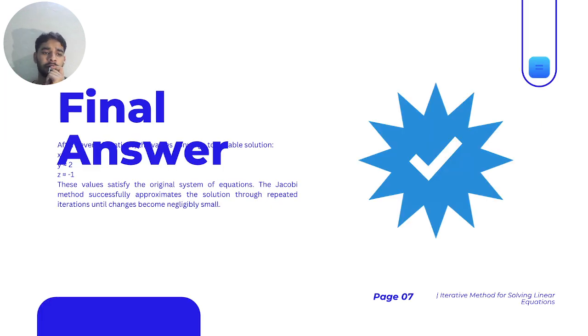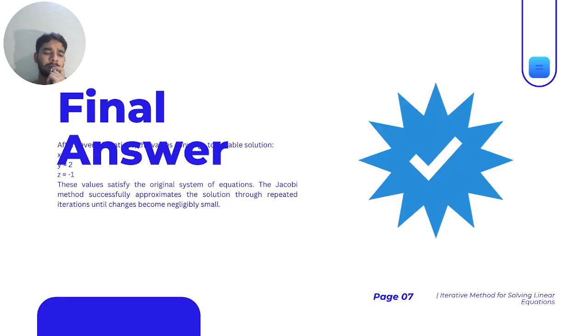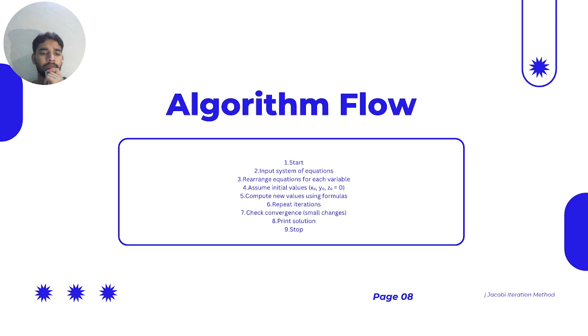Now the final answer after the solution: we will get x equals 1, y equals 2, and z equals minus 1. These values satisfy the original system of equations. The Jacobi method successfully approximates the solution through repeated iteration until changes become negligibly small. Now you can see the algorithm flow.